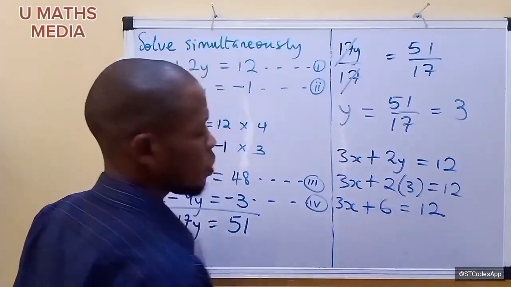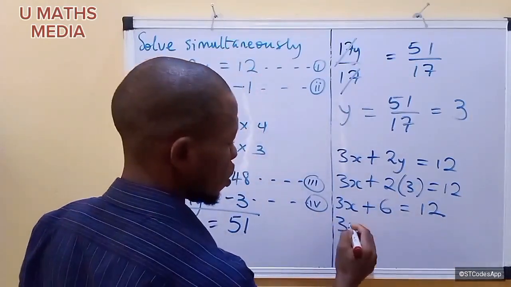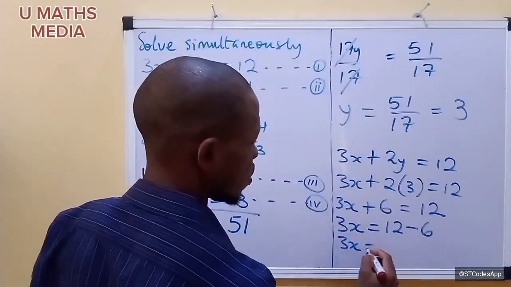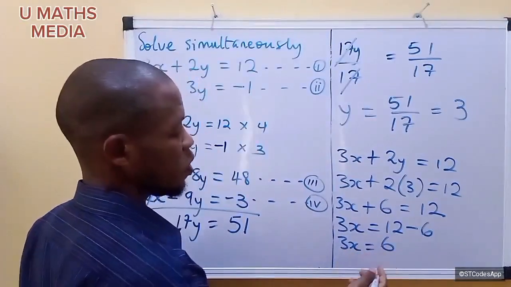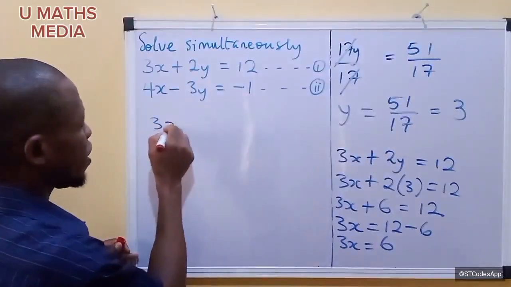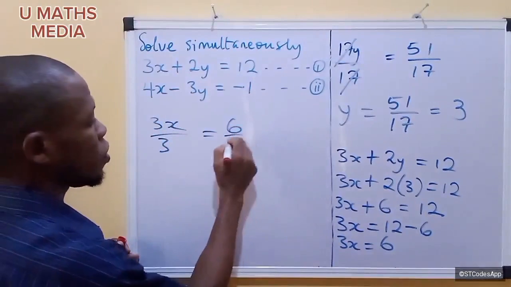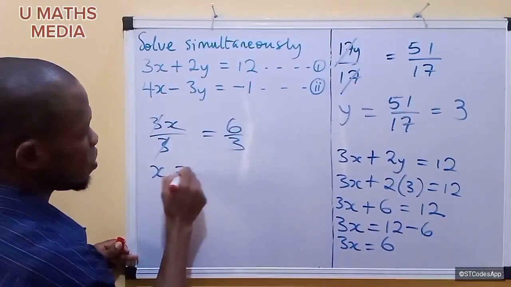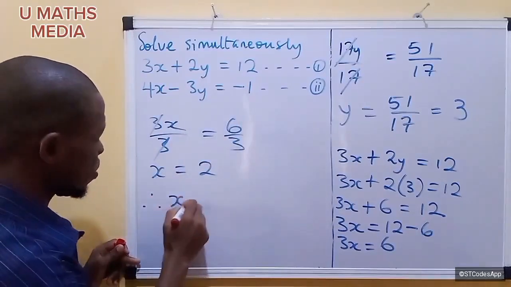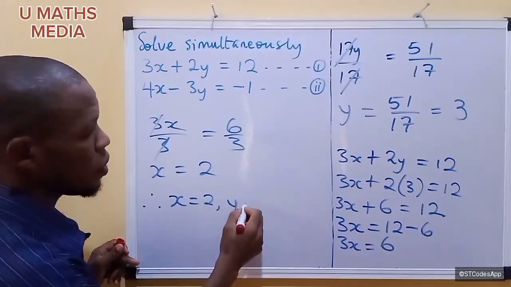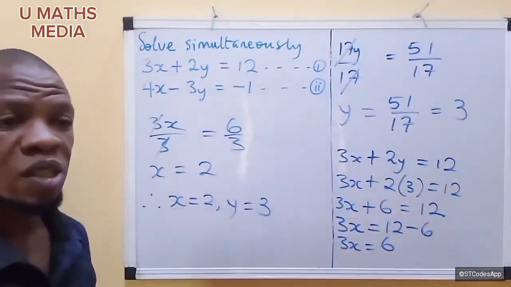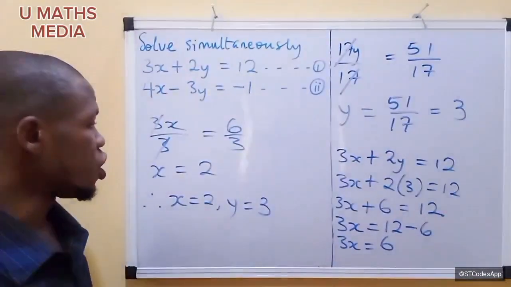Then we'll collect like terms by carrying plus 6 over to the other side of the equation. It's going to change to minus, so we're going to have 3x equals 12 minus 6, giving us 3x is equal to 6. Then dividing both sides of the equation by the coefficient of x, which is 3, we'll have 3x all over 3 is equal to 6 all over 3. 3 cancels 3 here, we're left with x is equal to 6 all over 3, which is 2. So at the end of the day, we're able to arrive at x is equal to 2 and y is equal to 3. Wow, that's how simple the elimination method is in solving simultaneous equations.